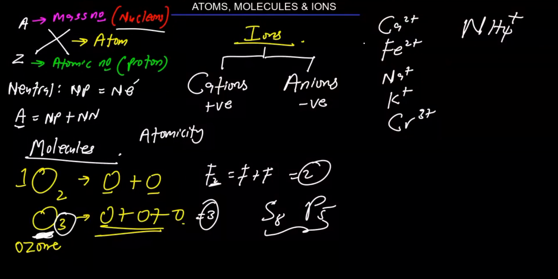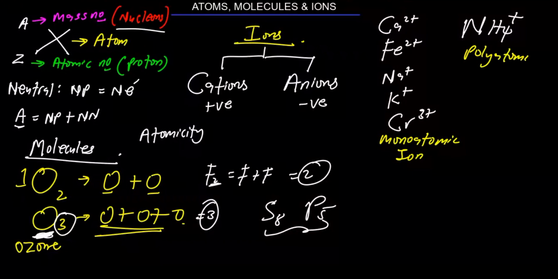Now, do you observe that in these ions listed here, I only have one atom of the ion? Therefore, all the ions that fall under this category, we call them monoatomic ions. It makes sense. Mono means one, atomic, then ions. But you can see that this one has more than one atom, so I call it a polyatomic ion. And that is it.